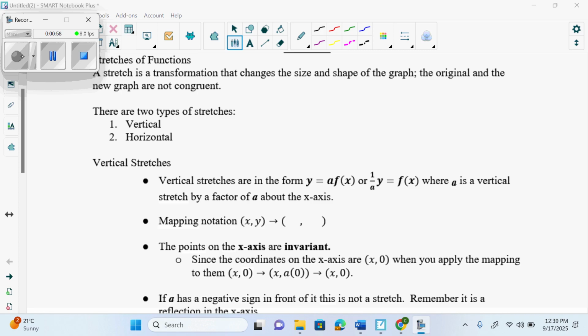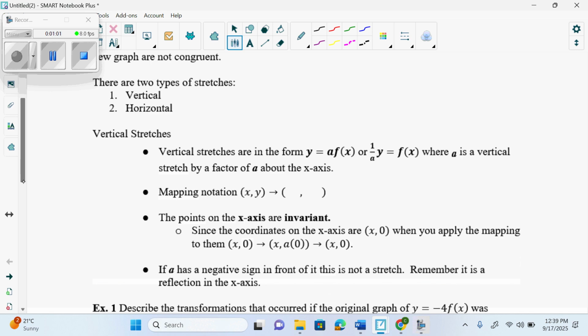All right, so vertical stretches are in the form y equals a f of x, or 1 over a y equals f of x, but you would move it over, because remember our goal is to get into y equals and a 1 in front of our x every single time before we start. Now it says a is a vertical stretch by a factor of a about the x-axis. So that's how we're going to literally write it. If this was a 6 here, it would be a vertical stretch by a factor of 6 about the x-axis. Now you might be like, I don't like that, I'm going to change it. If you change it, you lose marks. So don't.